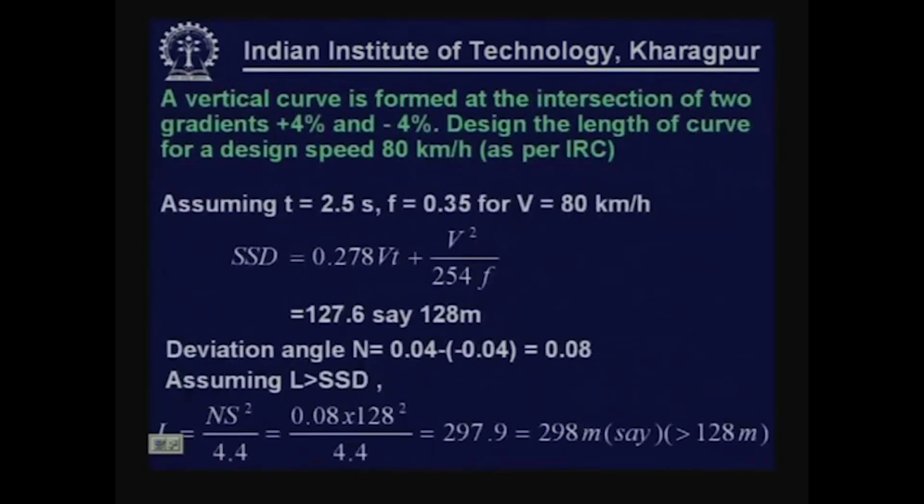Now, a vertical curve is formed at the intersection of two grades, 4% and minus 4%. So, this is clearly a case of the summit curve. One can calculate the required stopping sight distance, then the deviation angle is the algebraic difference, so 0.08. Let us assume L is greater than SSD, accordingly N S square by 4.4. We calculate the length, which is 298, which is greater than 128. So, our assumption is correct. That way we can also calculate the length of curve.